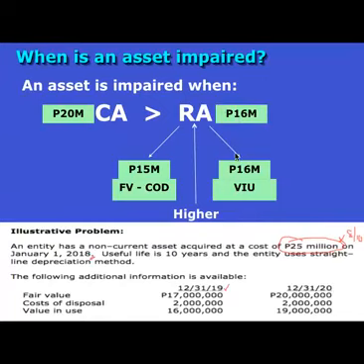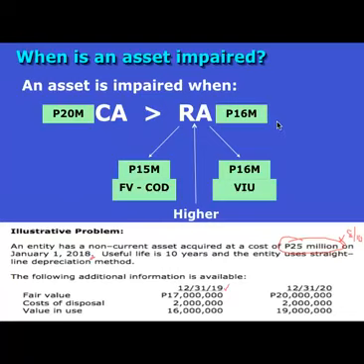So the RA, 16 million. Again, the RA is the higher of the fair value less cost of disposal and value in use. Why? Of course, if you are the owner, to recover the asset, you will choose the one that will benefit you more. Where you benefit more, that is the recovery method you will choose. So, at December 31, 19, CA 20 million, RA 16 only.